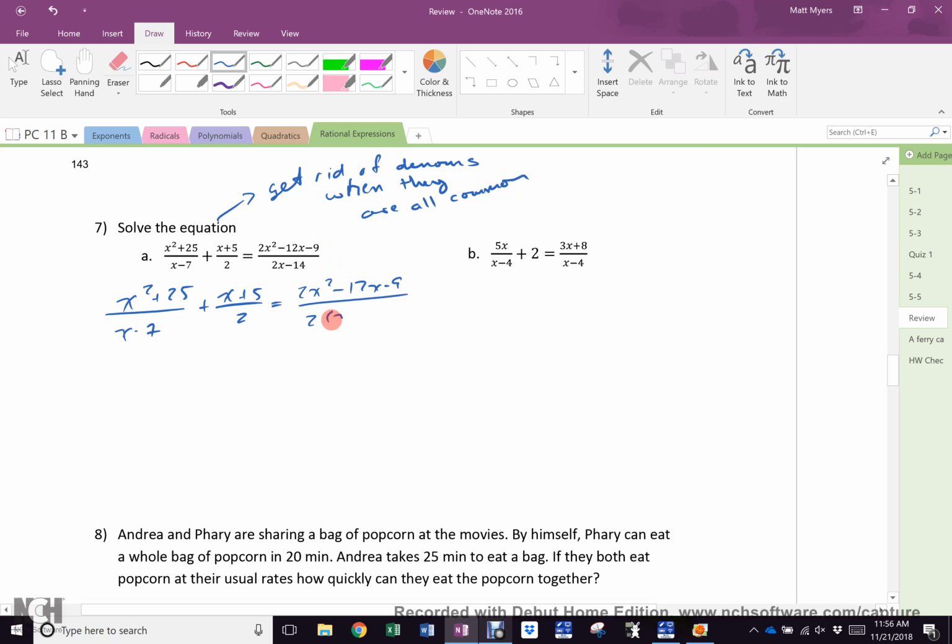Over 2x minus 7. What's the common denominator? 2x minus 7. What does this guy need? 2. 2x squared plus 50. What does this guy need? x minus 7. Plus x squared minus 2x minus 35 equals, this guy need anything? Nothing. 2x squared minus 12x minus 9.